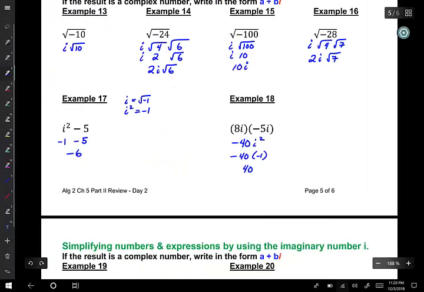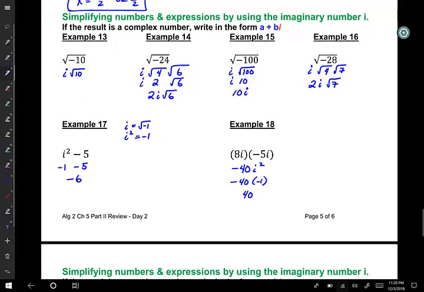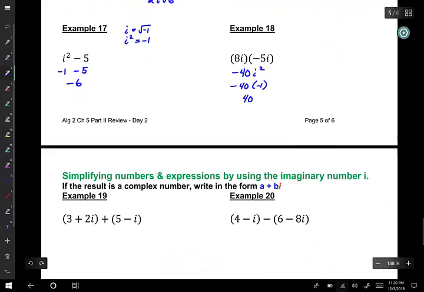So there's just a couple problems involving using i's and imaginary numbers and simplifying as low as we possibly can. All of these would be referred to as imaginary numbers and complex numbers. None of them need to be written in the form a plus bi because we don't have an a term.